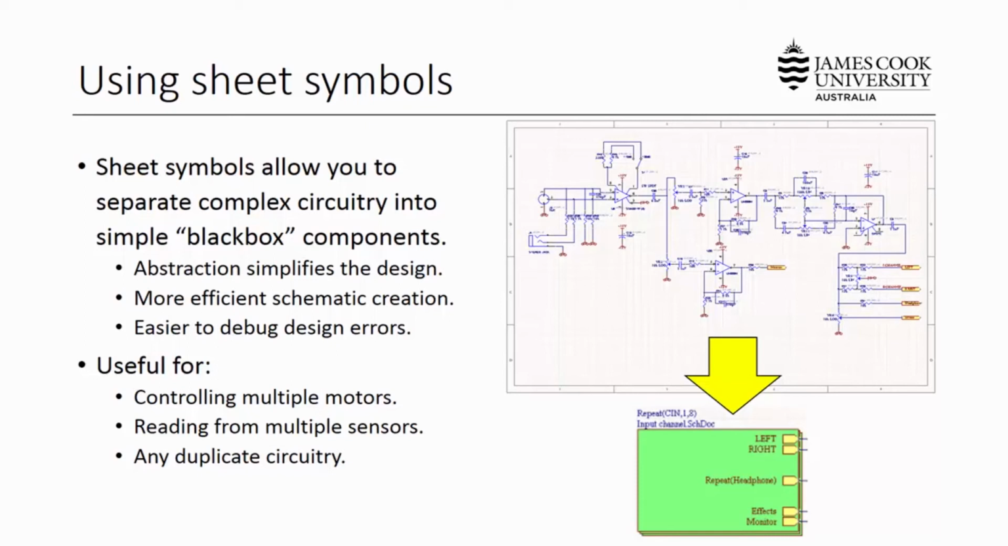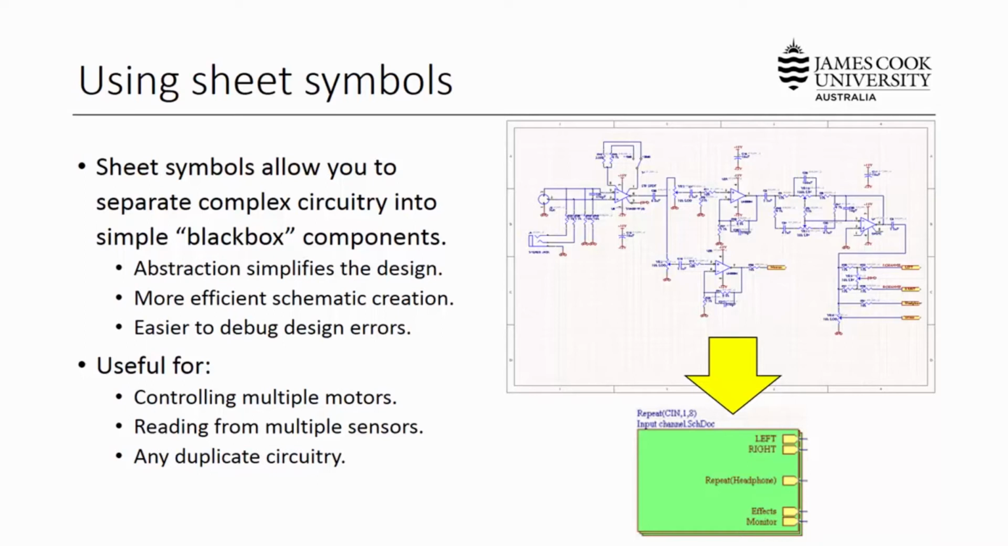Hello students, this extra screencast is aimed at showing you how to use sheet symbols, a very useful feature in Altium when you're creating schematics. Sheet symbols are particularly useful because they allow you to separate complex circuitry and reduce it into a black box component that you can use over and over again. All it shows is the input signals and the output signals, and the complex circuitry for that component is abstracted away into a hidden level.